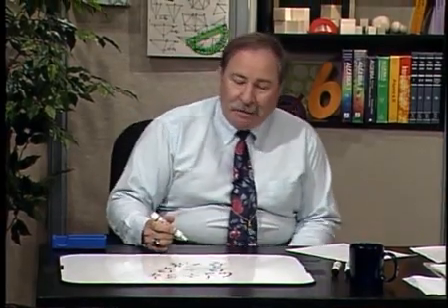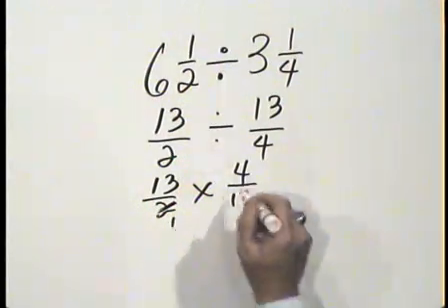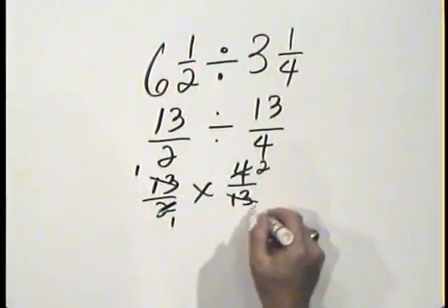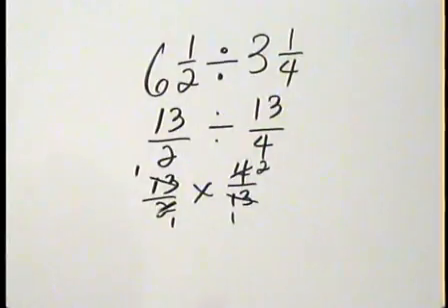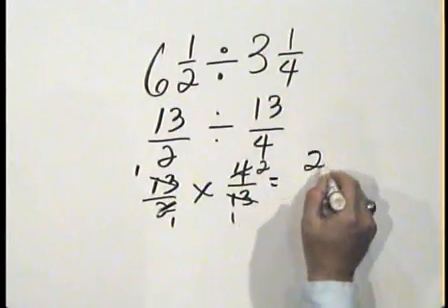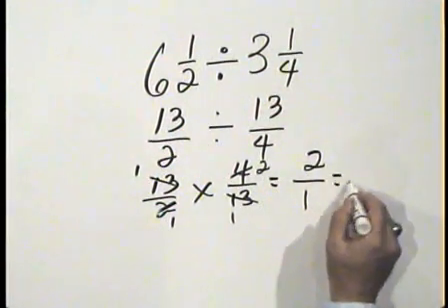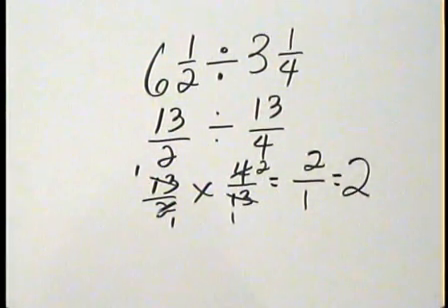We need to cancel. 4 and 2 can both be divided by 2. 13 can be divided by 13. That makes this problem rather nice, because what we're left with is 1 times 2, which is 2, over 1 times 1, which is 1, and that gives us an answer of 2, the whole number 2.